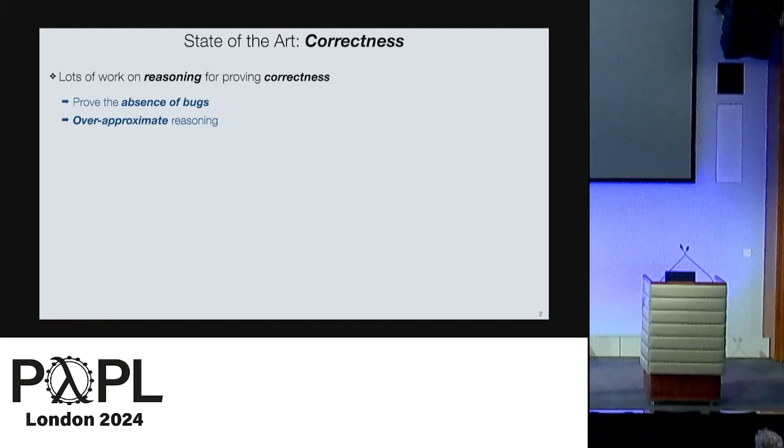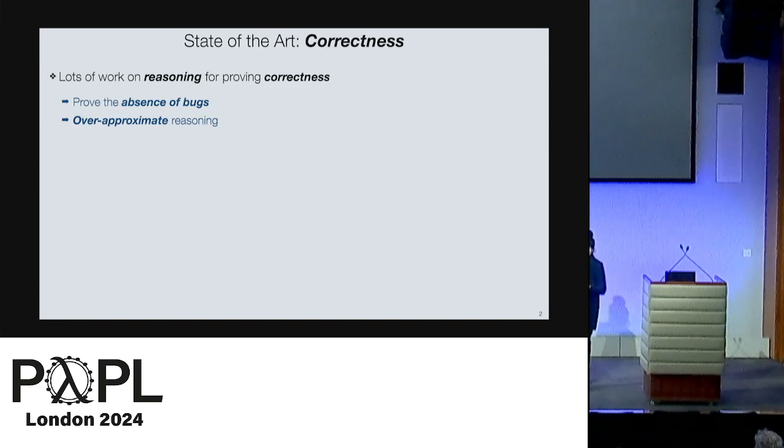Of course, correctness has different meanings in different contexts, depending on the kind of property that you want to prove. But the general idea is that you want to show that there are no bugs. And these techniques are instances of what we call over-approximate reasoning, because what they do is that they over-approximate or overestimate the set of possible program behaviors. Because if you can manage to show this over-approximated set of behaviors doesn't have any bugs, then by definition, the actual set of program behaviors is not going to have any bugs either.